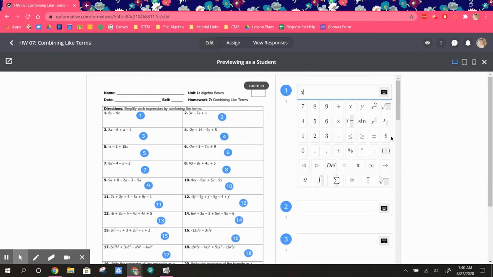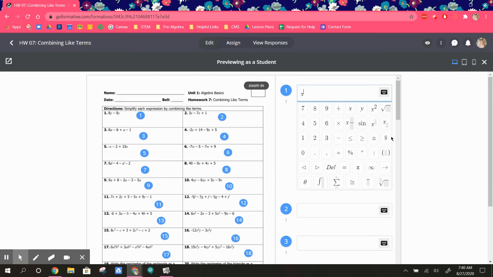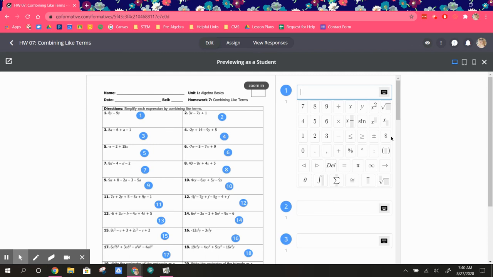It is on my keyboard connected to the 6. I'm not sure why it's not working right now on my screen, but it's connected to the 6. You just press whatever variable you want, Shift 6, and then there you go. And then there's your variable, or there's your exponent. Okay, so it will just make it like that for you.